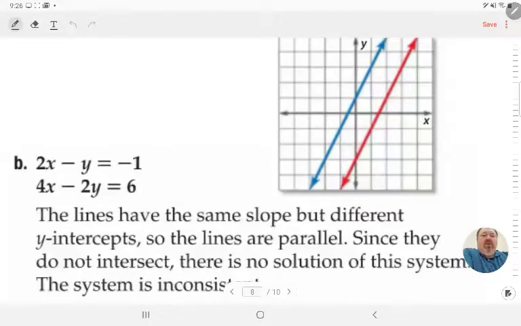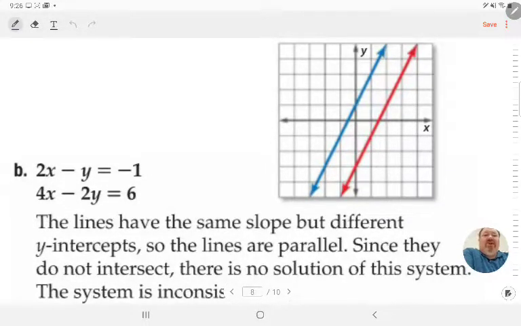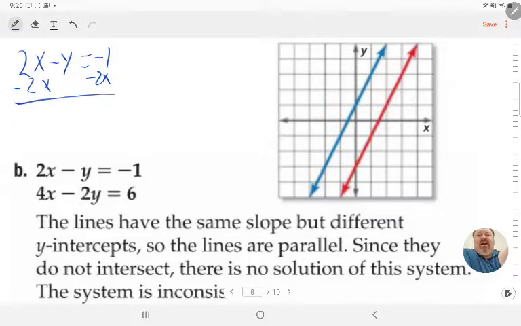Let's look at another one. We have 2x minus y equals negative 1, and 4x minus 2y equals 6. First thing I would want to do on these is change it to where it's y equals mx plus b. So 2x minus y equals negative 1. I can subtract 2x from both sides, and I get negative y equals negative 2x minus 1. Then I would divide everything by negative 1, and I get y equals 2x plus 1.